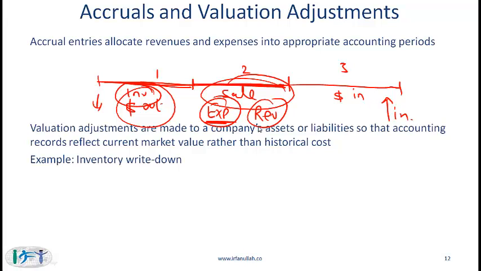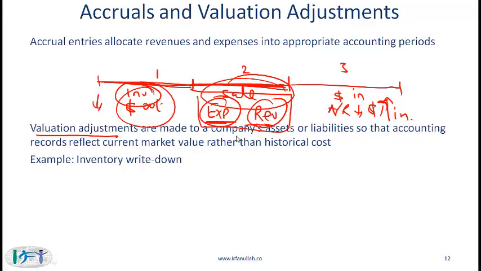So by showing the expense and revenue in the second period, we have a meaningful description of what is happening. The cash then is received in the third period, at which point the accounts receivable comes down and cash goes up. But notice that because of accrual accounting, we can show the revenue and expense in the second period.